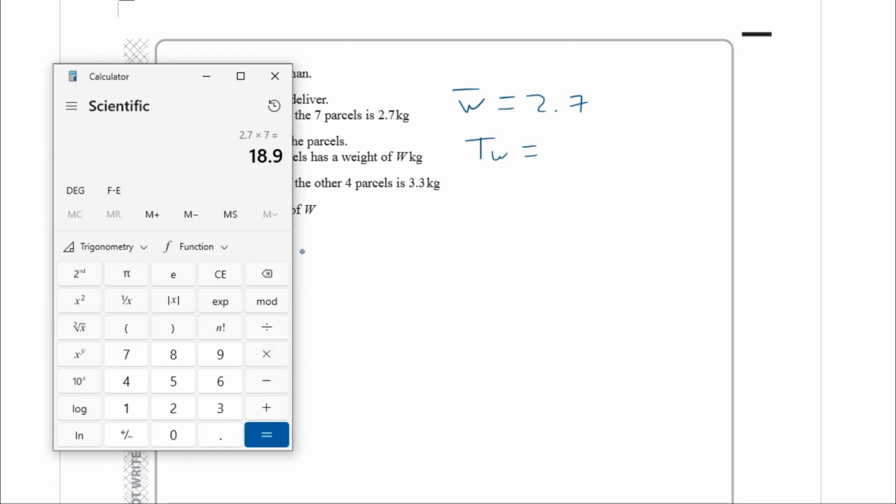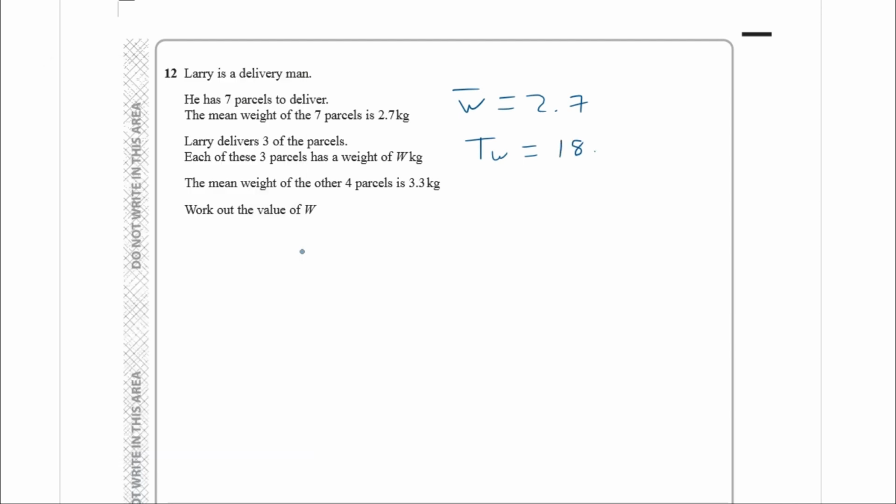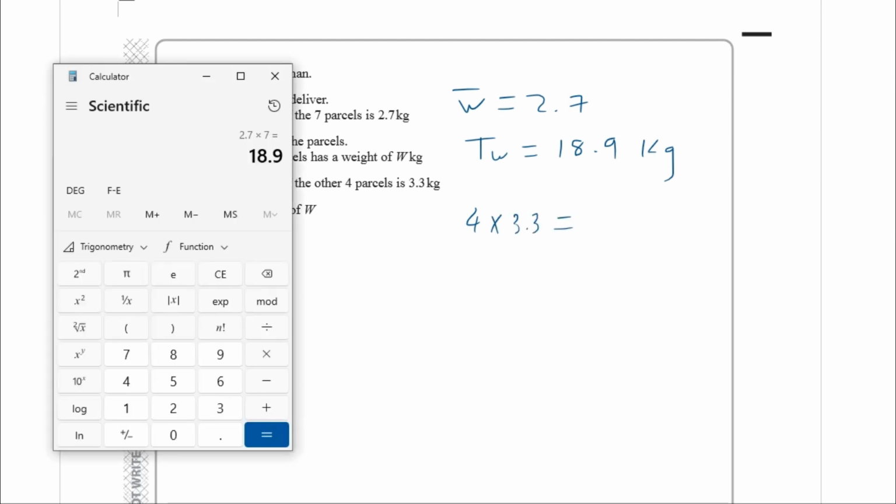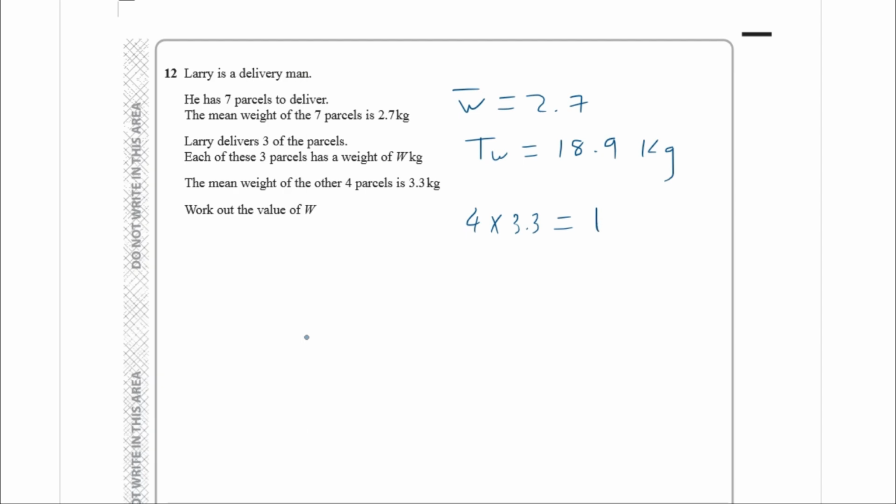So the total weight of his parcels was actually 18.9 kilos. So he had 7 parcels, which altogether weighed 18.9 kilograms. He delivers 3 of the parcels. Each of those 3 parcels has a weight of W kilos, which we don't really know. The mean weight of the other 4 parcels is 3.3 kilos. So following the same logic, 4 parcels, 4 times 3.3, what's that going to be equal to? So the other parcels weigh 13.2 kilos.